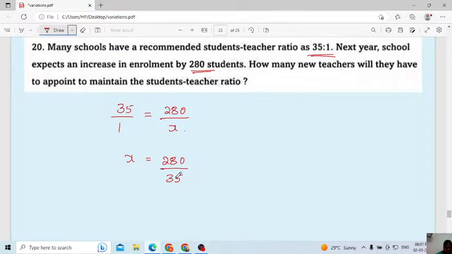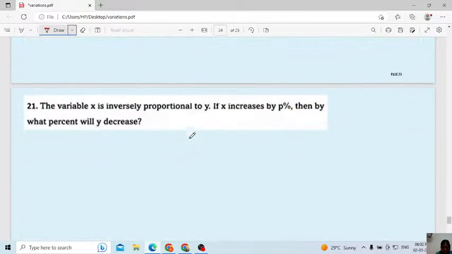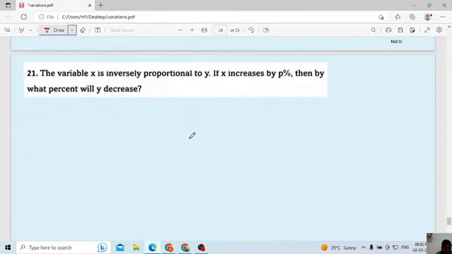Next one, you can cancel this one. You will get cancel. You will get 8 teachers. Simplify, you will get 8 teachers. 35 ones are, 35 eights are, 280. Otherwise, you can cancel with 5. 5 sevens are 35, 5 fives are 25... 7 ones are, 7 eights are. No need to tell simplification. Next question.